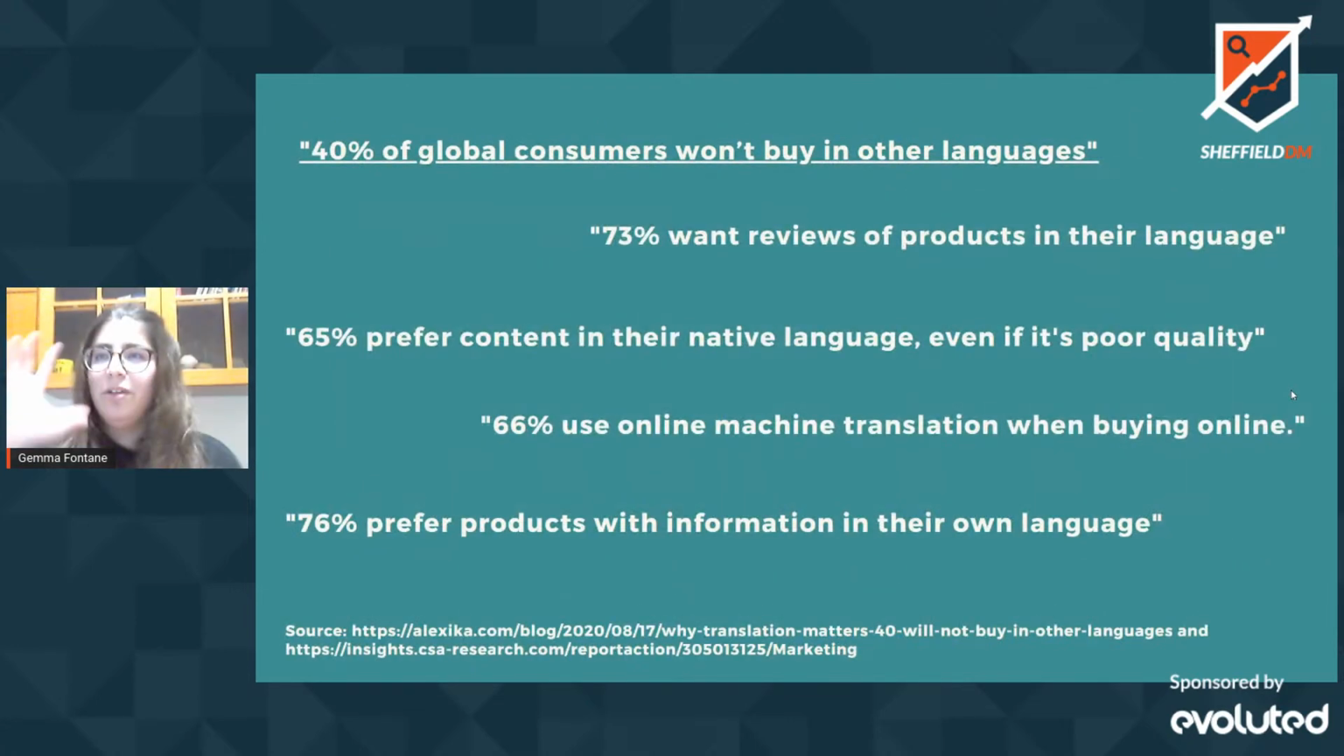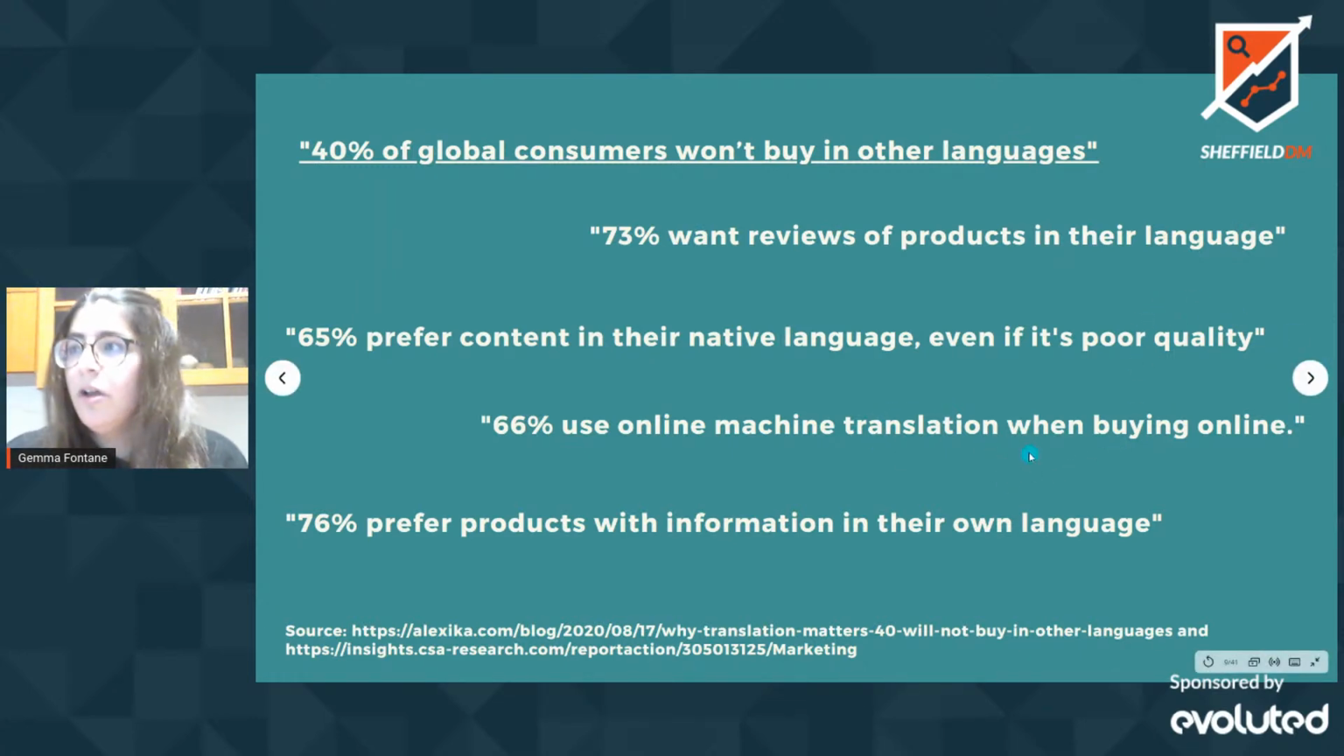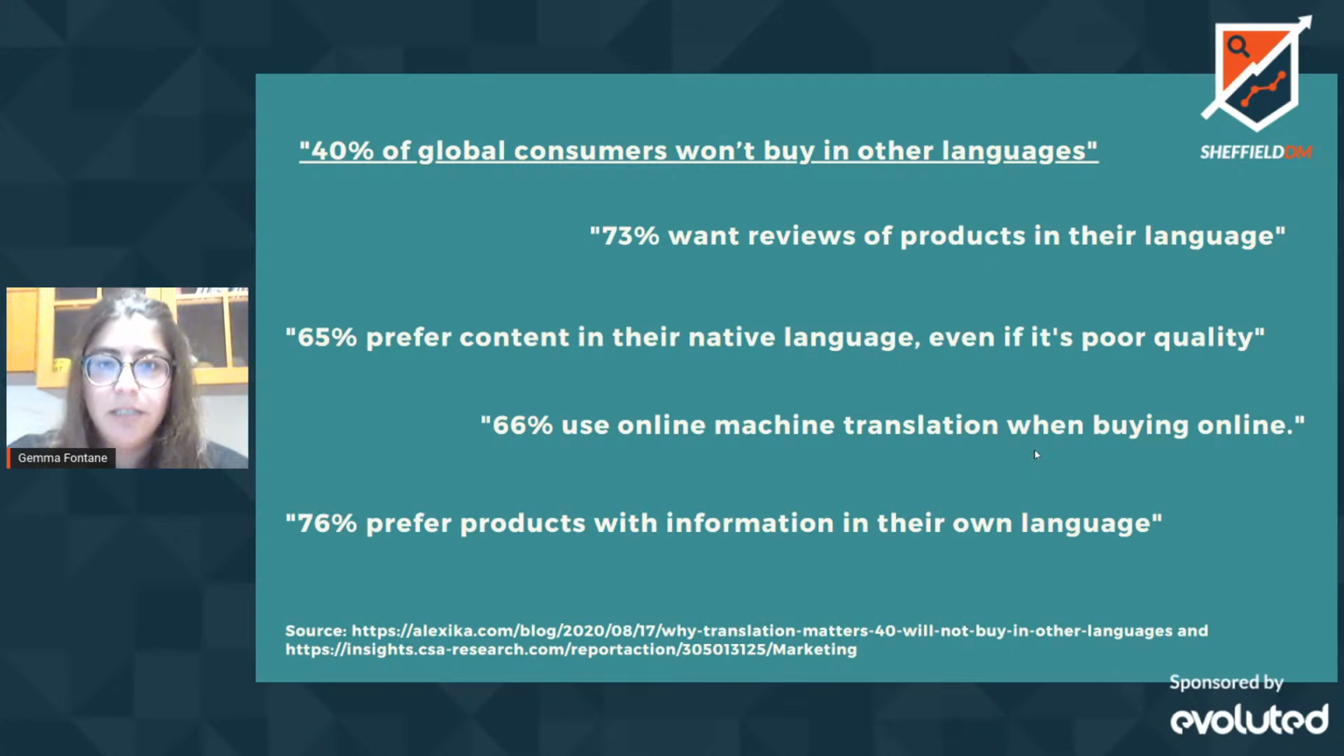Okay, let's go. It is important that from a study like the one by Common Sense Advisory, we take into account for our international SEO strategy: 40% of global consumers won't buy in other languages, and 60% use online machine translation when buying online. I mean, these sentences are really important for our international SEO strategy if we want our users to convert. When we are choosing a country to expand, we want to have good results and we want people to convert. It's important to know that people already like content in their language.